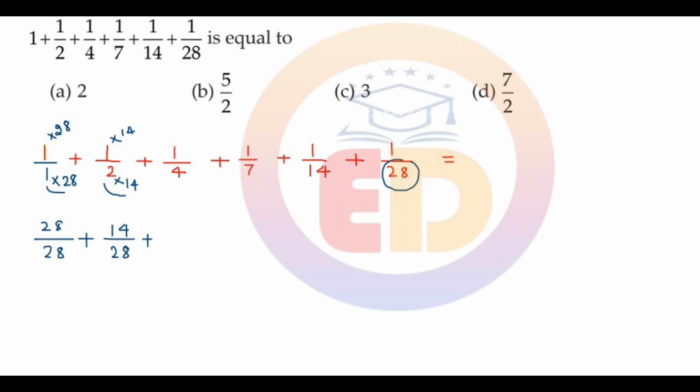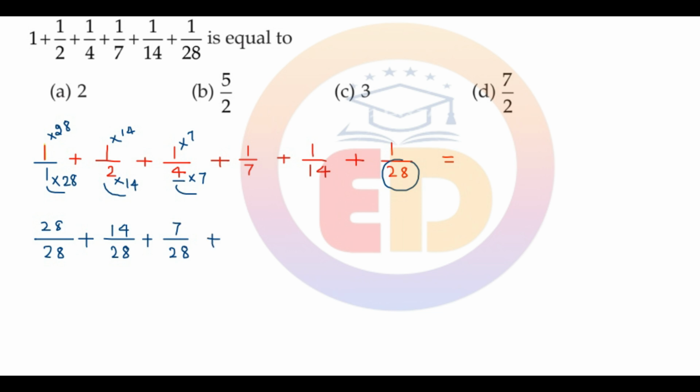4. I will convert denominator 4 to 28 and for that we have to multiply this by 7. 4 into 7 will give me 28 in the denominator. And if I am multiplying the denominator by 7, I have to multiply the numerator also by 7. 1 into 7 will give me 7 upon 28.